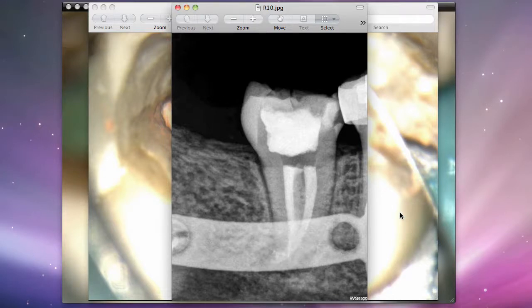We're planning to review this tooth in 12 months' time, and at that point I'll take a cone beam CT and we can see whether we've got any healing in the apical area.